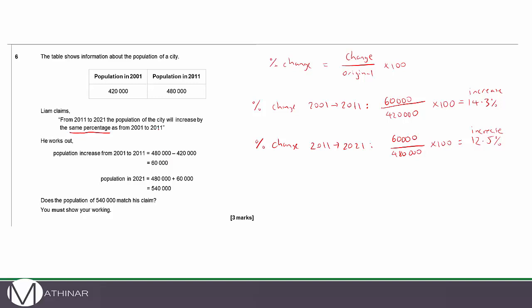Now Liam claims that the population will increase by the same percentage, but we can clearly see that it's increased by 14.3% here and 12.5% here. So does the population of 540,000 match his claim? No. So no, we do not increase by the same percentage.